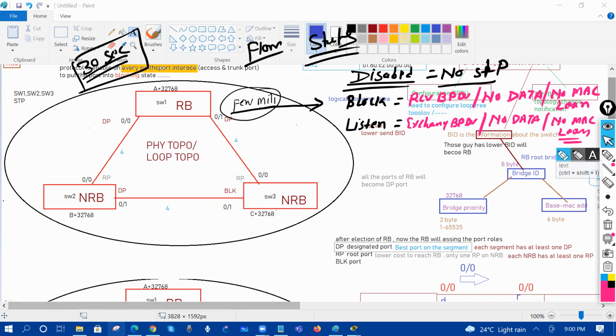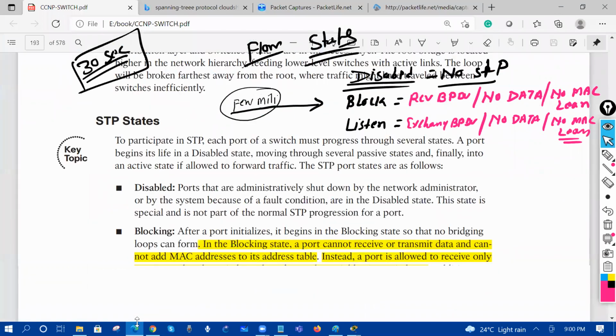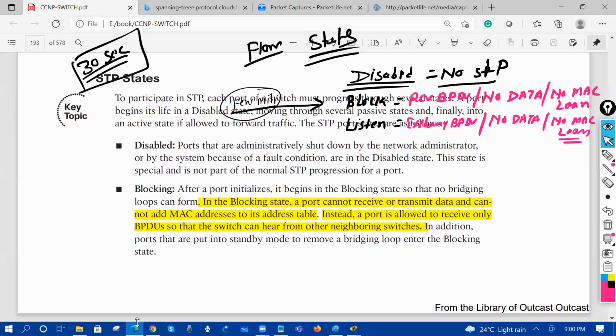If you have a look, read this line. Disabled state, right? The ports are administratively shut down by the network administrator or by the system because of a fault condition. This state is special and not a part of the spanning tree protocol, called the disabled state. Disabled is what? A person in a disabled state means that they cannot do anything.